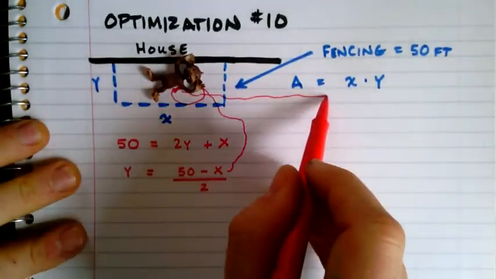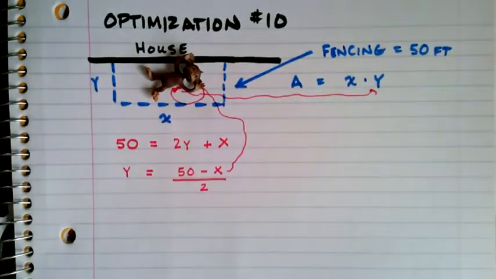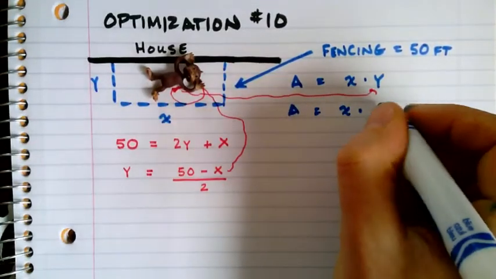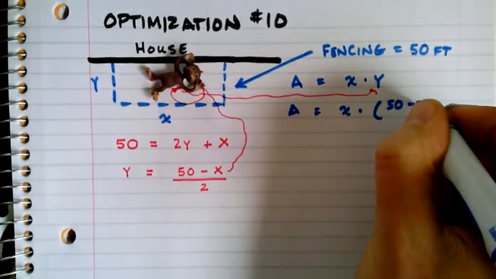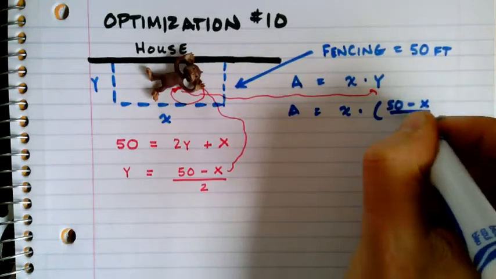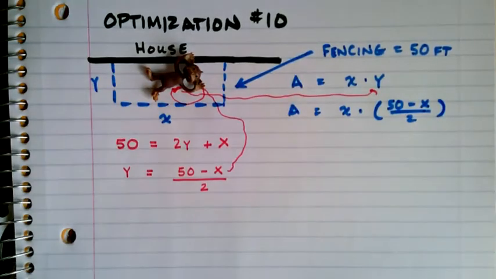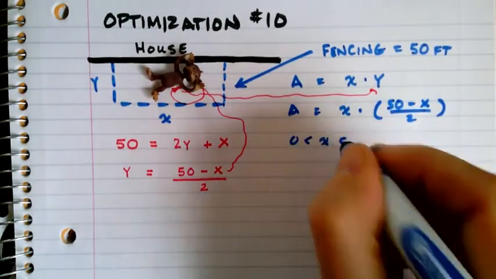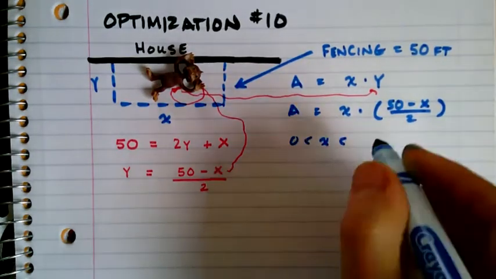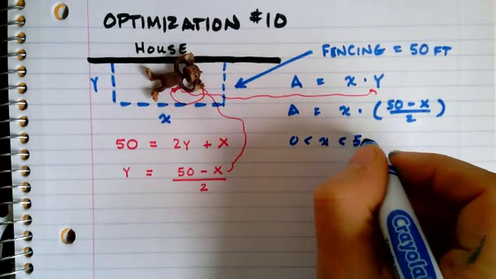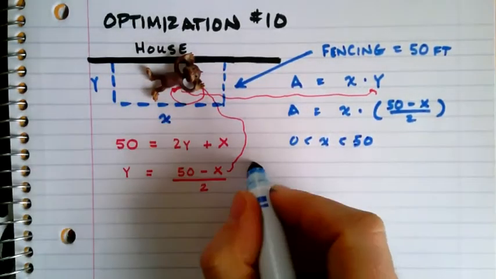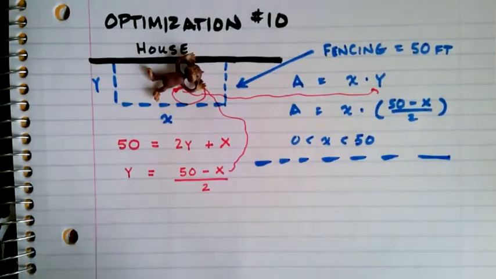Now I'm going to whoop up right here. The area is x multiplied by 50 minus x over 2. Keep in mind that x has to be greater than 0, and I suppose it has to be smaller than 50, right? You can't have more on this side than the amount of fencing that you got. Okay. So there's stage 1.